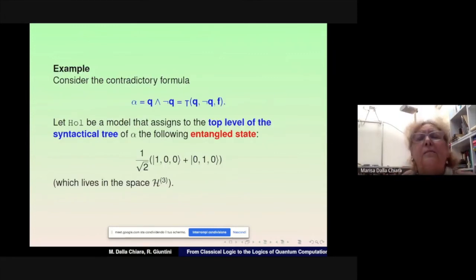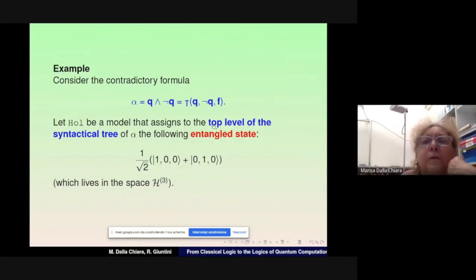But consider a different example. Our contradictory formula, and this is connected to some of the questions that have been raised before. Consider again our contradiction Q and not Q, that is, Q and not Q, and let ℋ be a model that assigns to the top level of the syntactical tree of our formula alpha, our contradiction, the following entangled state.